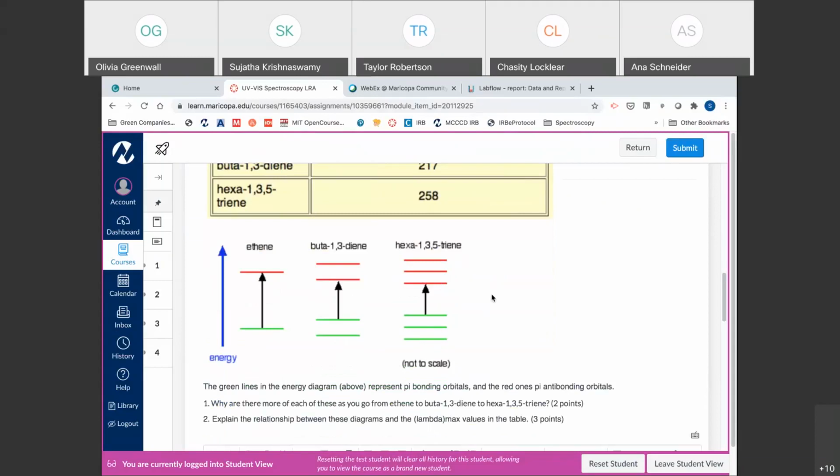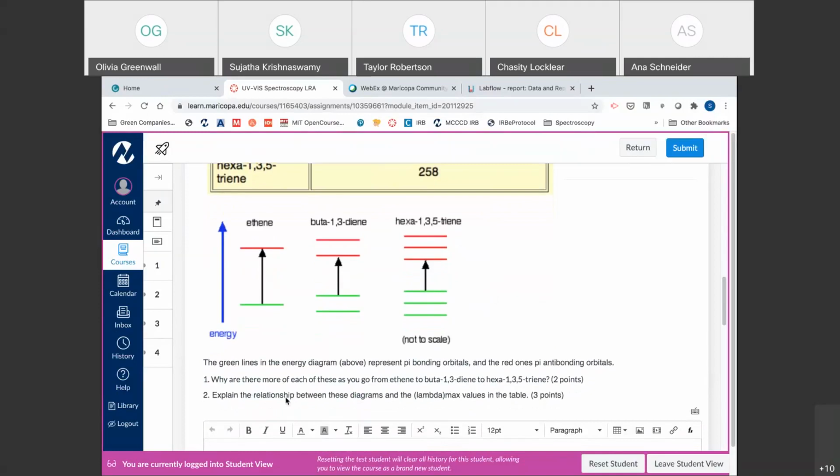Is everyone okay with that? You have more pi bonds, more pi electrons, and therefore you need more orbitals. You cannot fit 6 electrons in 2 orbitals. You can only fit 4, right? So you just need more orbitals. And for every bonding orbital, every green line, you will have a red line. There will be an anti-bonding orbital.